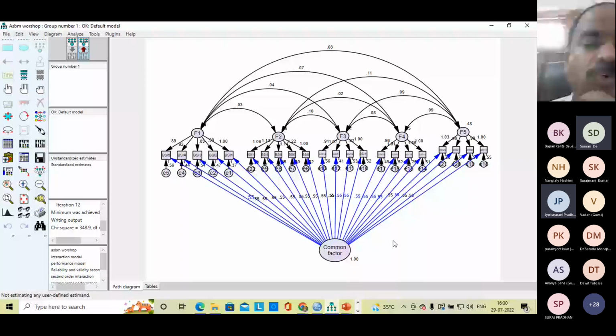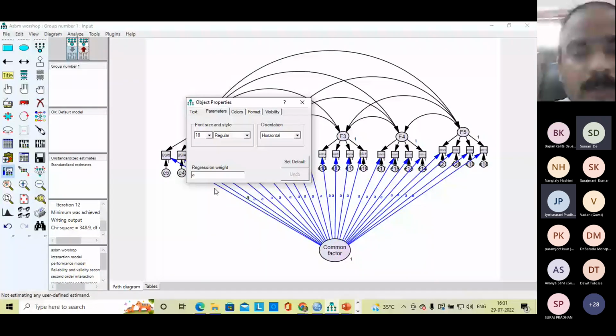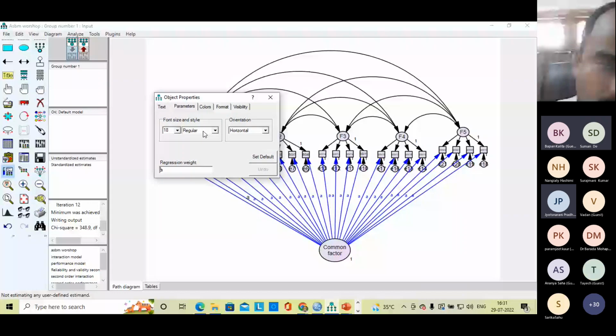See, look here. What you need to do is click on any one arrow mark. Double click. Now this pop-up box will appear. Okay, sir, I got it.